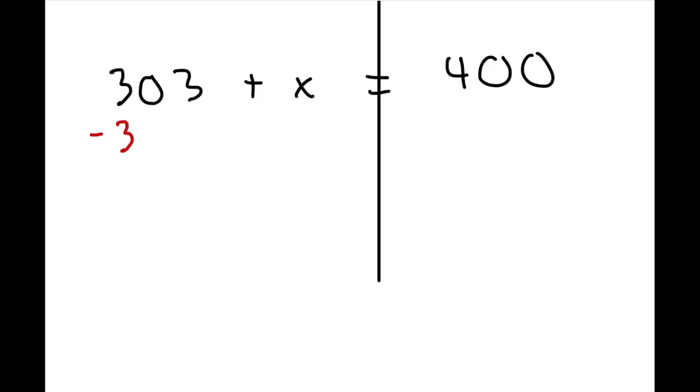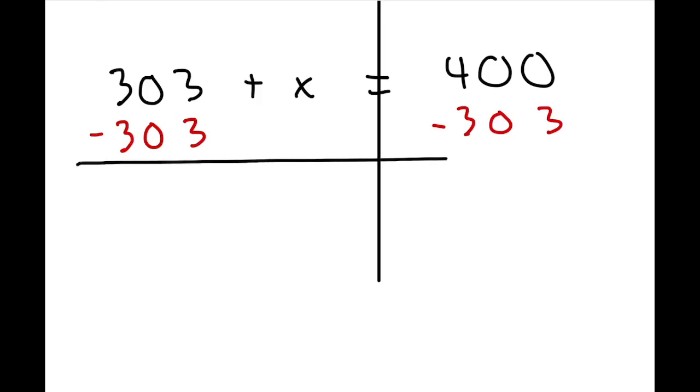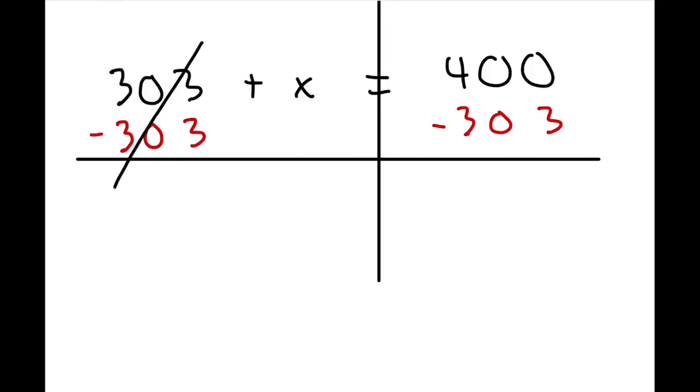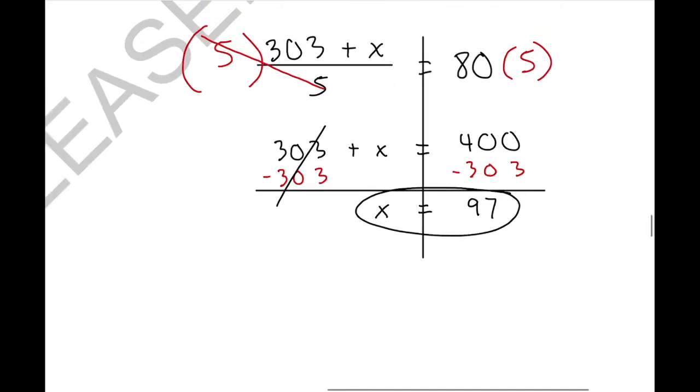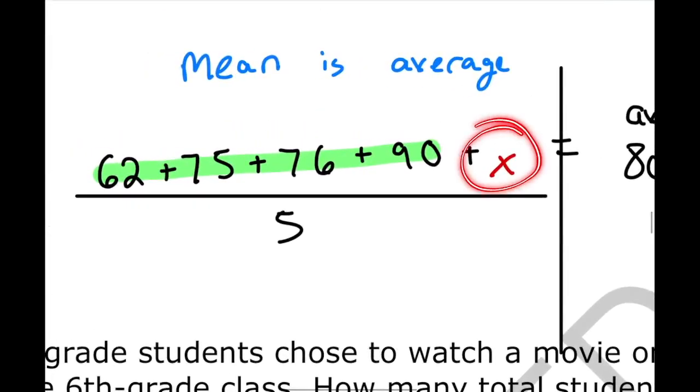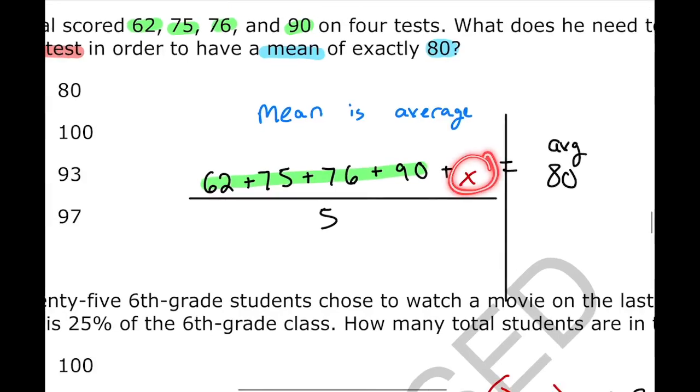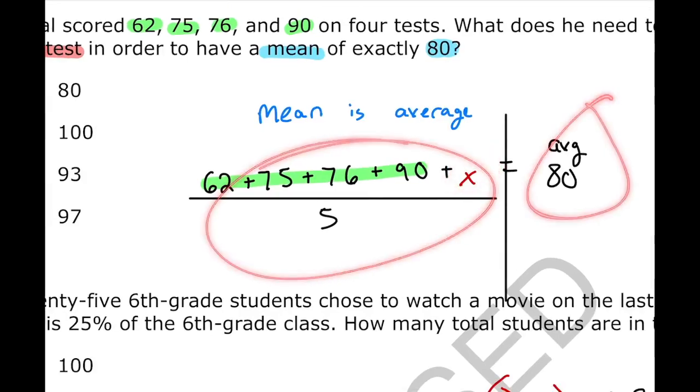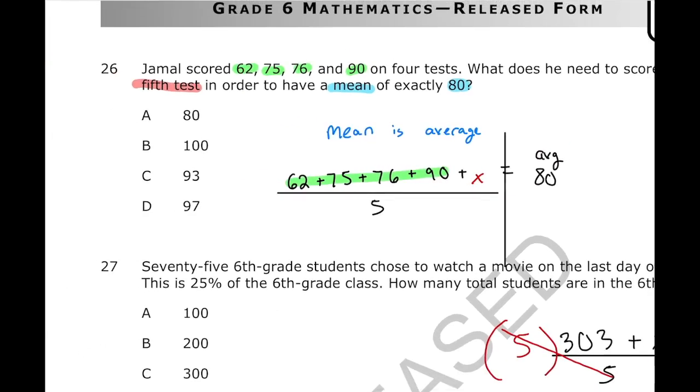So to get x by itself, we need to subtract 303 from both sides. On the left side, 303 take away 303 cancels out. You're just left with the x there. And then on the right side, 400 minus 303 equals 97. So x equals 97. What does x represent in the context of the situation? It represents that fifth score that we'd have to put here in order for my average to get 80. So the answer choice is D.